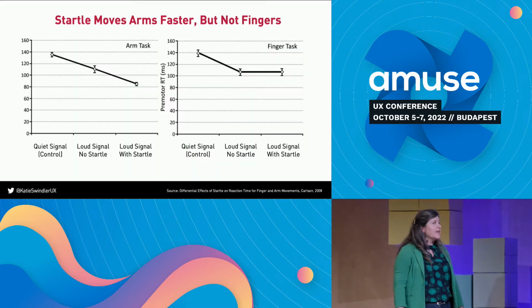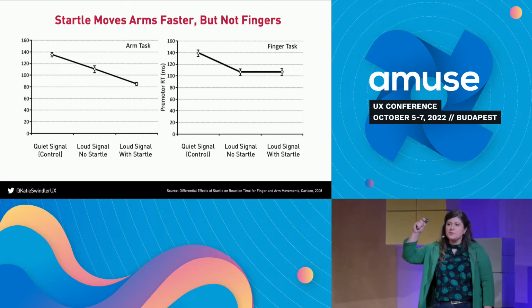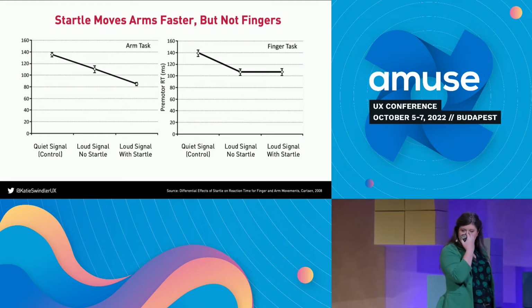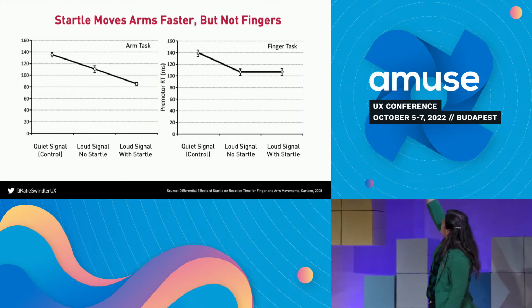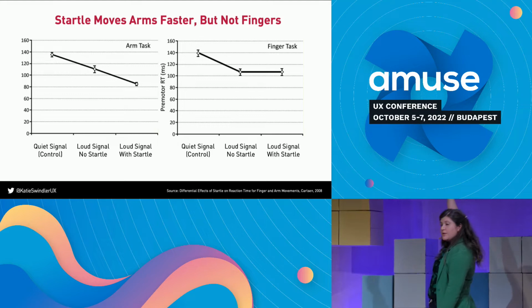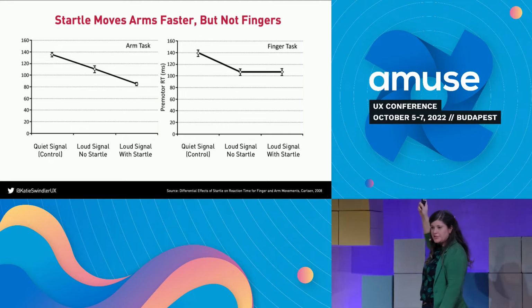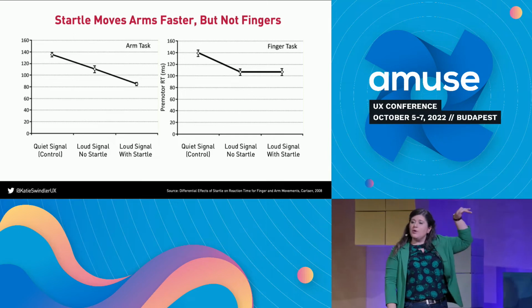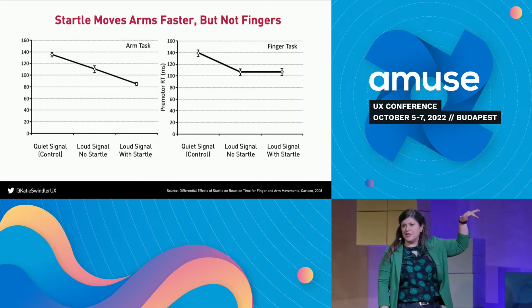But it's important to know that not all types of movements are improved through a startle reflex. For instance, a different study looked at the difference between arm movements and finger movements under the startle condition. And in the arm movements, you can see that the time goes down, down, down as that startle is introduced. But over here in the finger study, that time flatlines. There is no improvement when the startle condition is introduced.